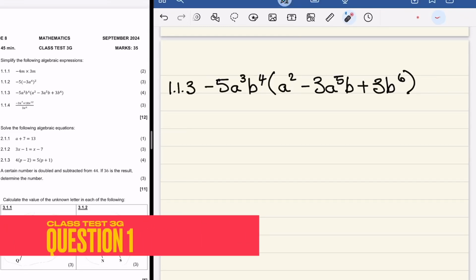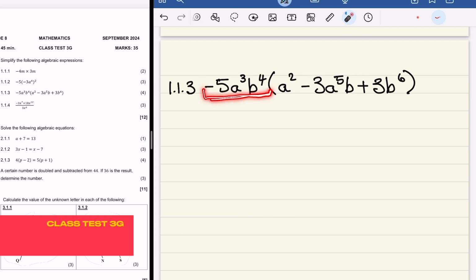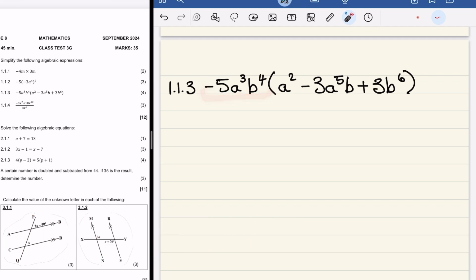1.1.3, we have negative 5, a to the power 3, b to the power 4. So all of this is standing right outside this bracket. So this is being multiplied with everything inside the bracket. Here now inside the bracket we've got a minus and plus sign that's separating terms.